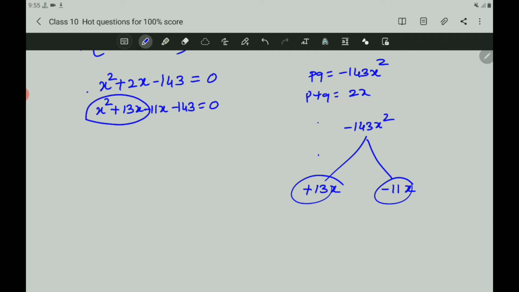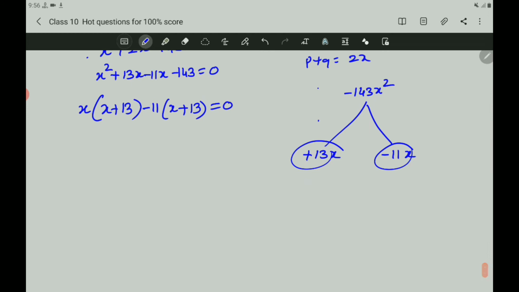Then you take common out of these two and take common out of these two. What is common in x square and 13x? x is common. In the bracket what is remaining? x is remaining, and you write plus 13. Then out of 11x and 143, you know that 11 13s are 143. So you write minus 11 in the bracket, x plus 13. The sign becomes plus, as outside the bracket there is a negative sign, so the sign changes.